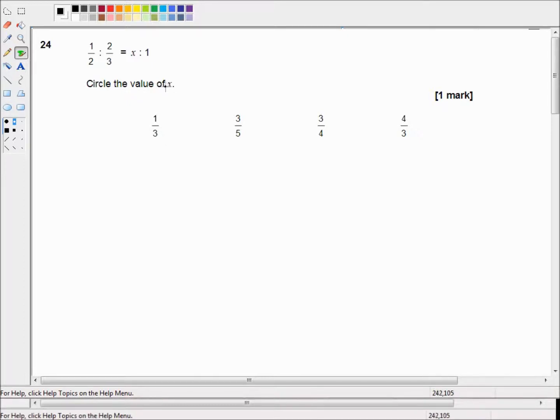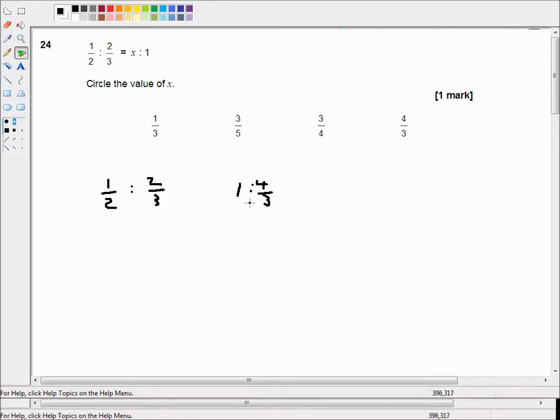Okay, according to the examiner's report, this question stumped an awful lot of people. So let's just make this clear. You can express a ratio in, well, pretty much any form. So if you've got 1/2 to 2/3, if we double both of them, it's still the same ratio. So for example, 1 to 4/3, that's exactly the same ratio as 1/2 to 2/3. So there's nothing wrong with this ratio.